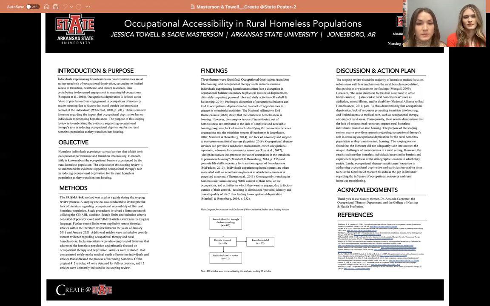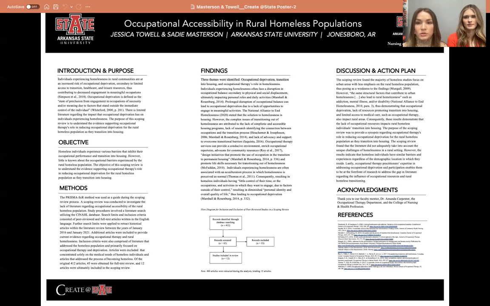Individuals experiencing homelessness are often associated with an acculturation process in which homelessness is perceived as normal, consequently resulting in homeless individuals having little control of their time or the occupations and activities in which they want to engage due to factors outside of their control, resulting in diminished personal identity and overall quality of life, thus leading to occupational deprivation. The scoping review found that the majority of homeless studies focus on urban areas with less emphasis on the rural homeless population, thus posing as a weakness to the findings.